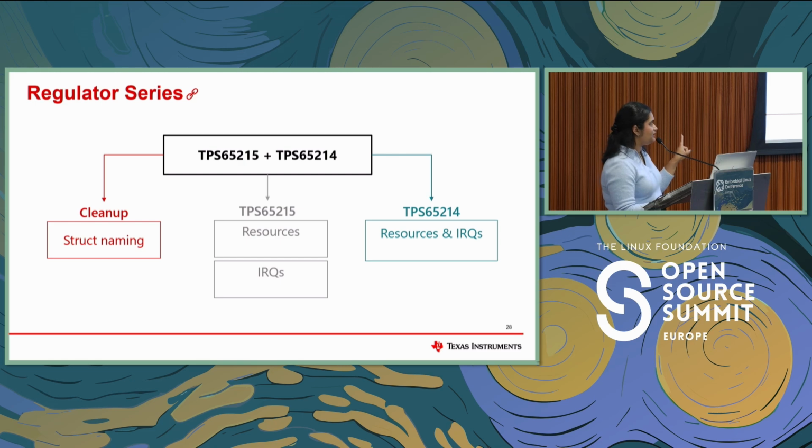Now this is where it gets a bit interesting. So as we discussed for the MFD series, there was about similar code churn for each new PMIC added.